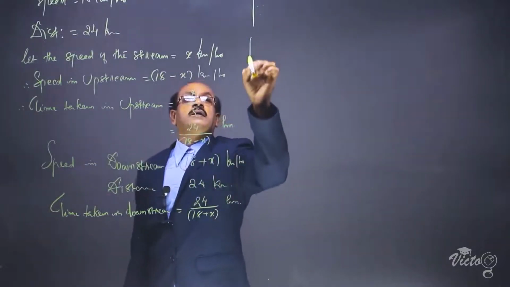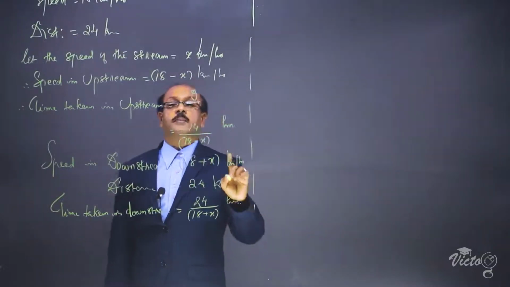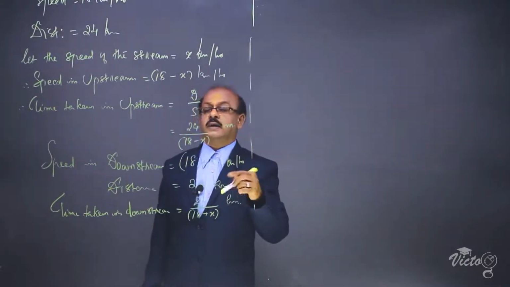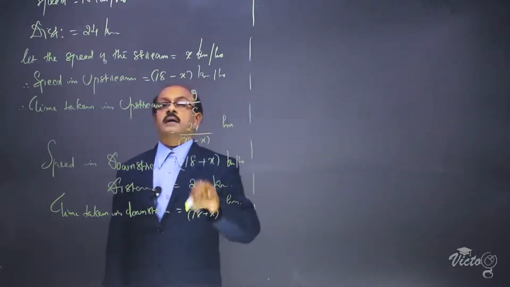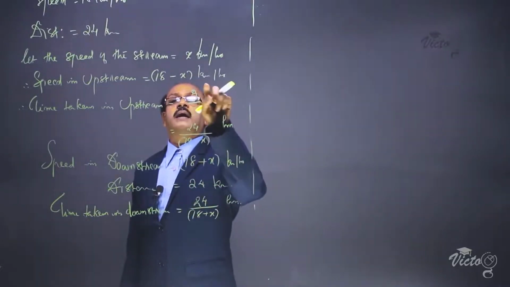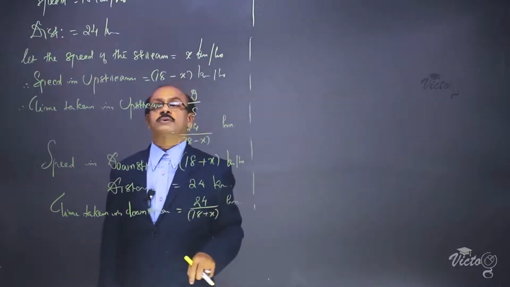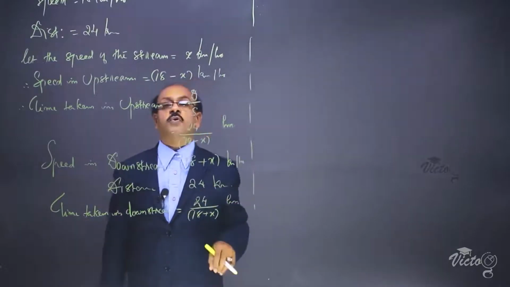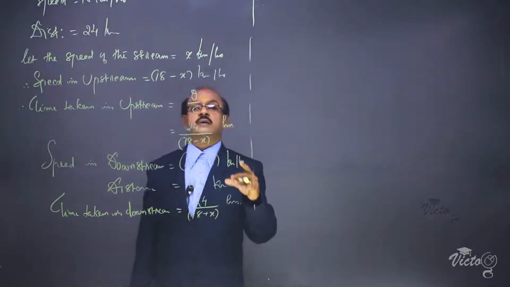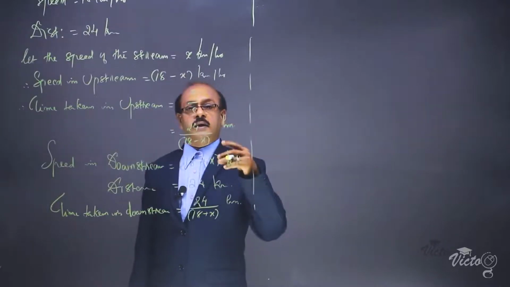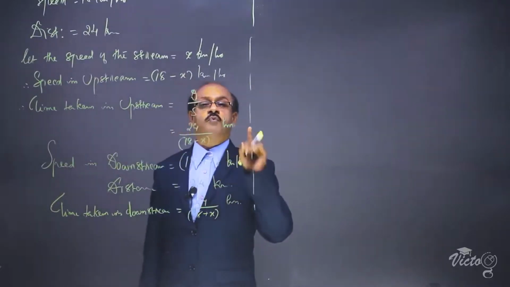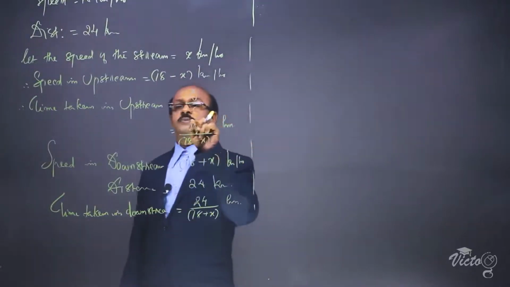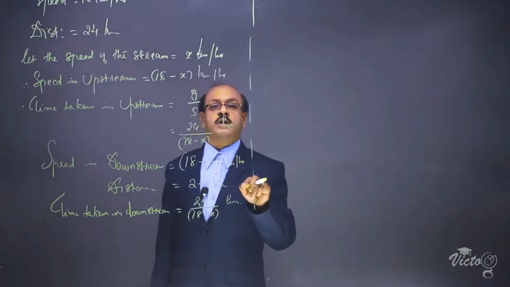Now, it is given in the question that in upstream motion, the time taken is 1 hour more than the time taken in the downstream motion. That means if the time taken here is 10 hours, here it will be 9 hours. If the time taken in this case is 5 hours, the time taken in this case will be 4 hours. That means the difference between the time taken in upstream motion and in downstream motion will always be equal to 1.